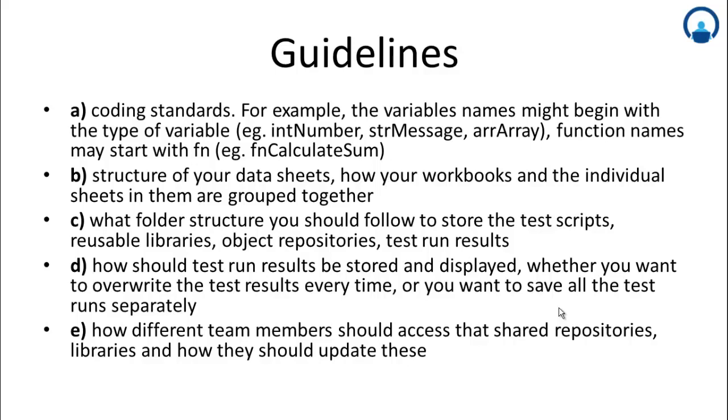The fifth point is how different team members should access the shared repositories and libraries, and how they should update these. Suppose there are shared repositories, then obviously there has to be coordination amongst the team on how the objects need to be updated, right? When you're updating the object repositories, you'll have some logical names for your objects. So there has to be common understanding in the team about what logical names you need to follow, how you'll update it, and how you'll use the function libraries where you'll store it.